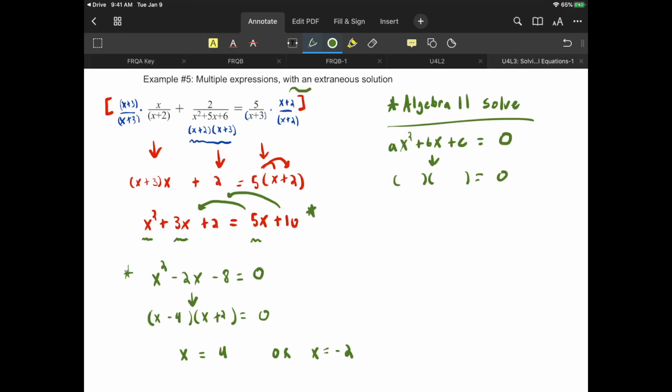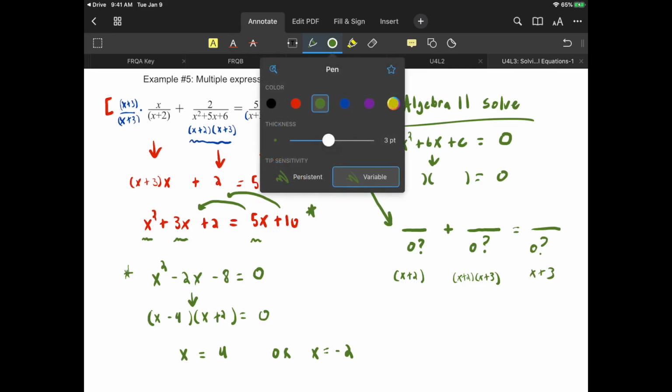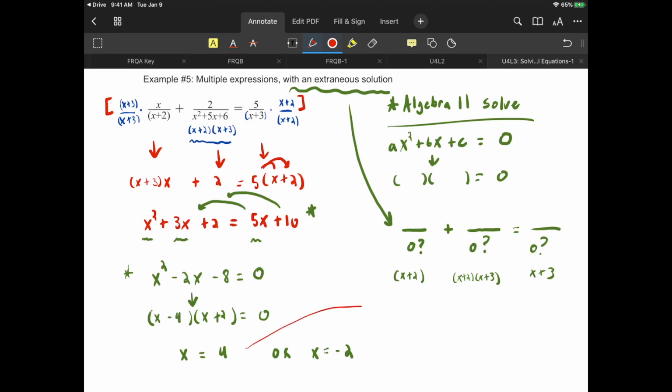Now, I chose this example on purpose because I wanted you to see an example of an extraneous solution. Every time you do one of these problems, you need to check each of your denominators and check, do any of these cause division by 0 if I were to plug them back in? And so remember, our denominators were x plus 2, x plus 2 times x plus 3, and x plus 3. And so 4 doesn't cause a problem, right? If you plug in 4, you'd have 6, you'd have 6 times 7, and you'd have 7.